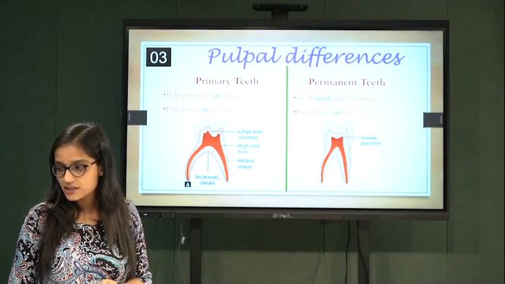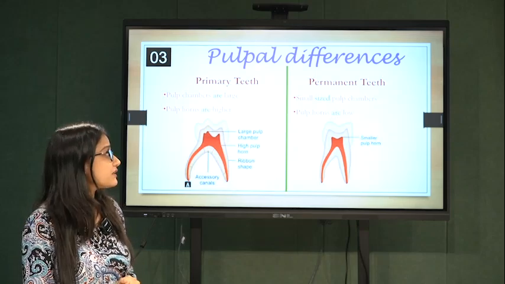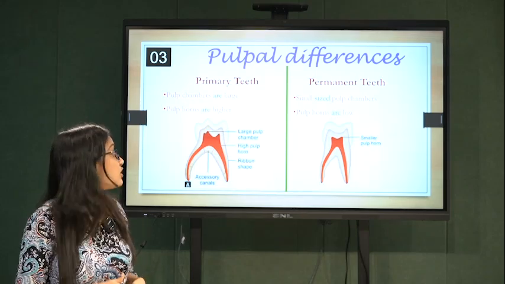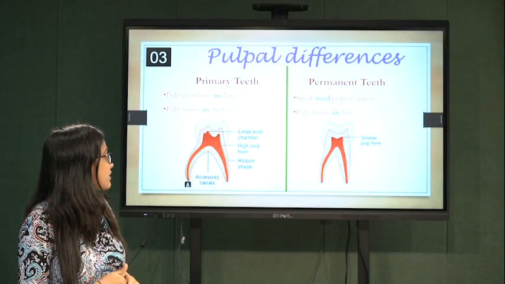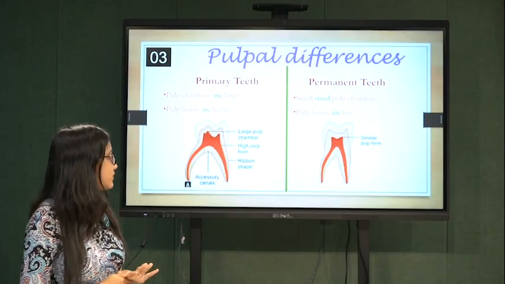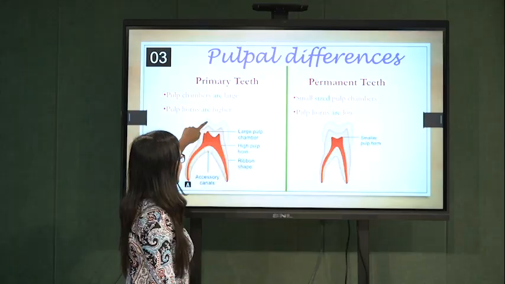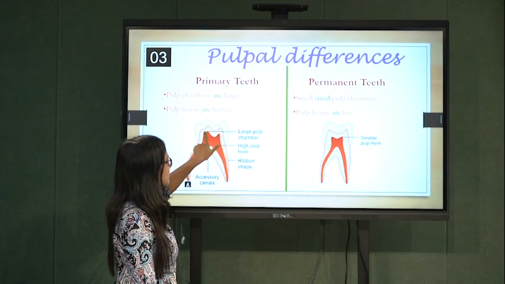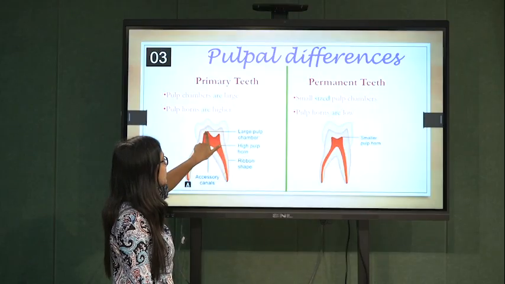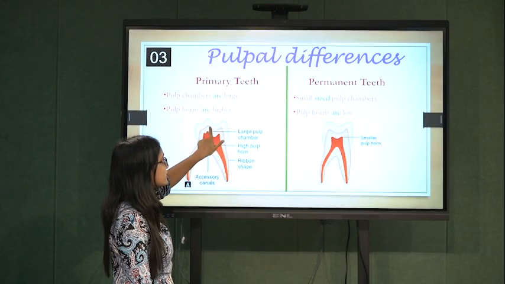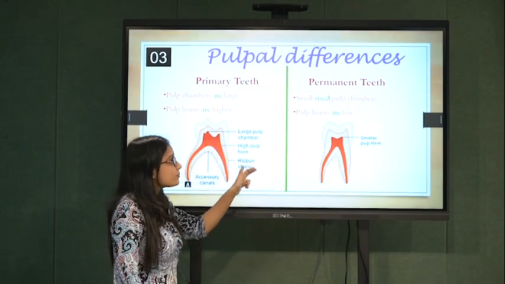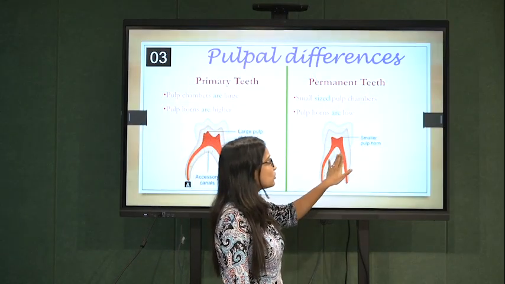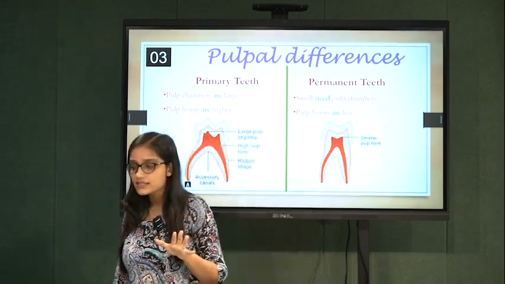Now the third one is the pulpal differences. So what are the pulpal differences that we can see in the primary and the permanent teeth? First, the pulp chambers are large. So where are the pulp chambers? This is the enamel, this is the dentine, and this is the pulp. This is the pulp chamber, which is higher. So pulp horns are higher and pulp chambers are very large. Whereas in the permanent teeth, small pulp chambers are present and pulp horns are very low, and enamel and dentinal thickness is more.